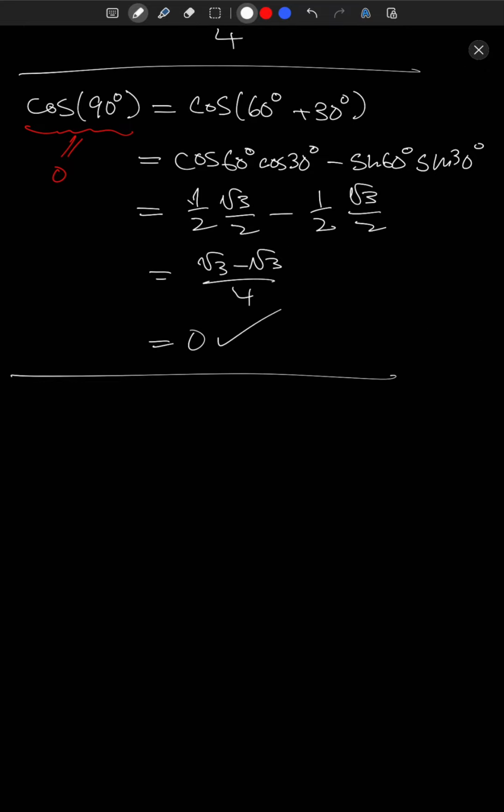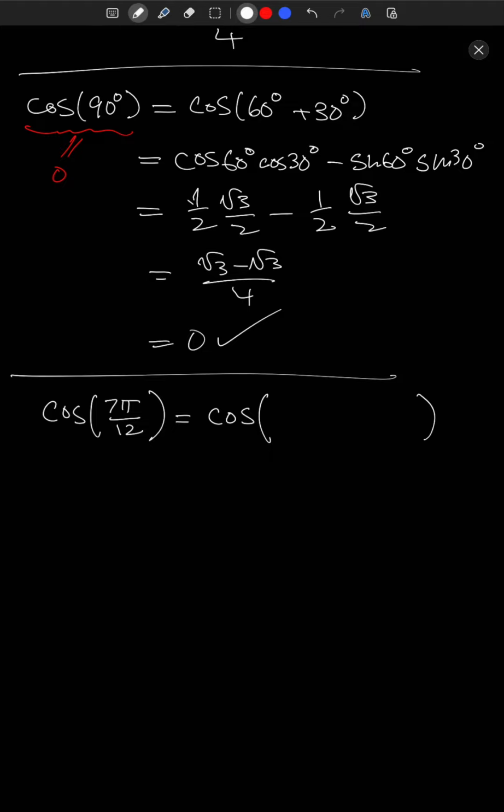Okay, so this was relatively straightforward once you realize how to break down your value, like your 90 degrees into 60 plus 30, or your 75 degrees into 30 plus 45. But it's not necessarily always so obvious how to break it down. And that's certainly the case when you're working in radians. So what about cosine of 7 pi over 12? So here's where you really want to be comfortable working with fractions.